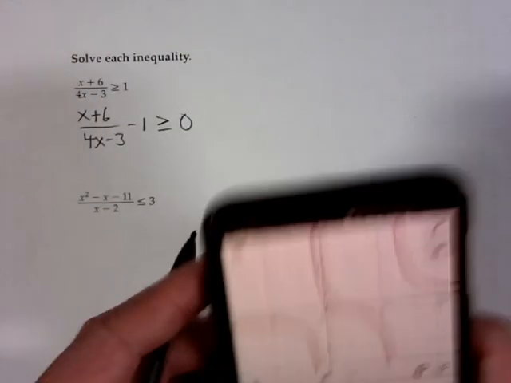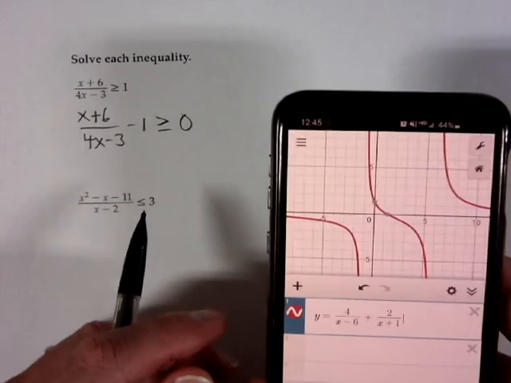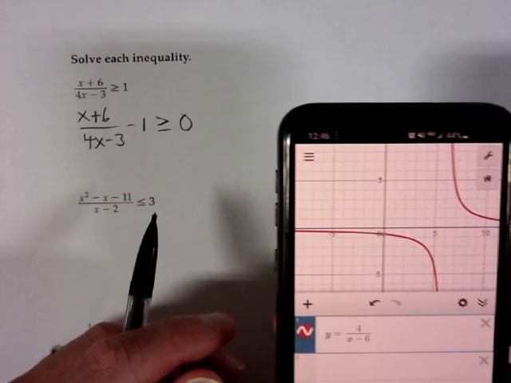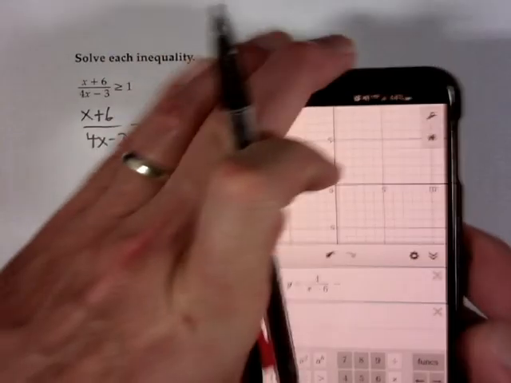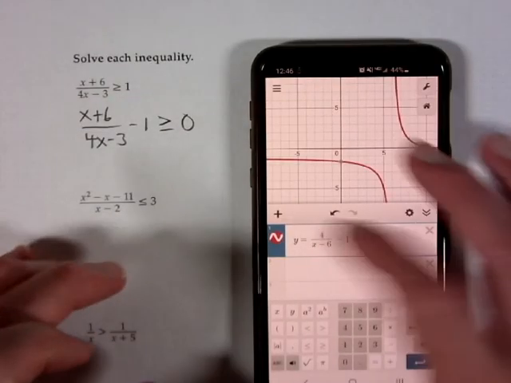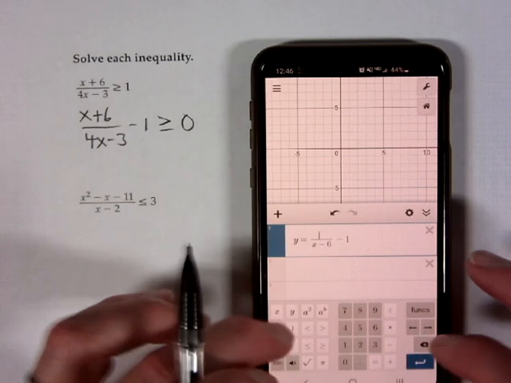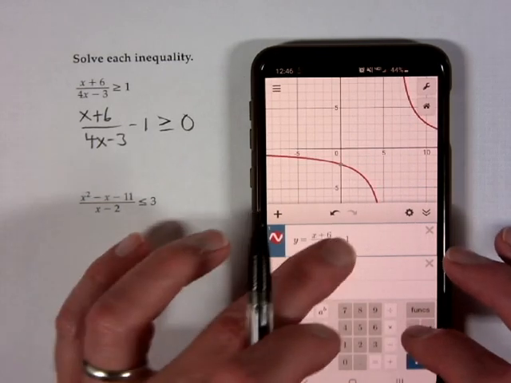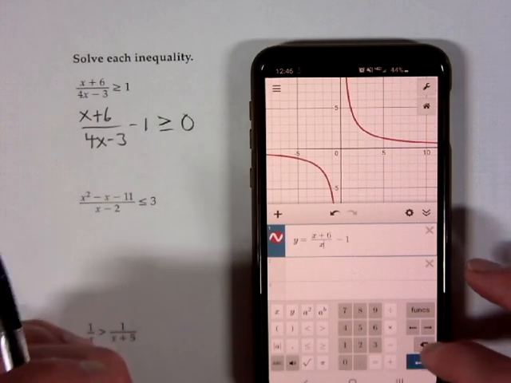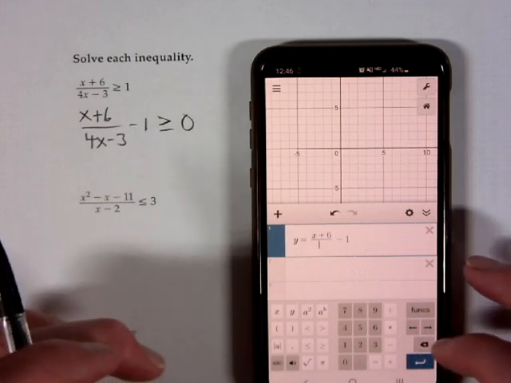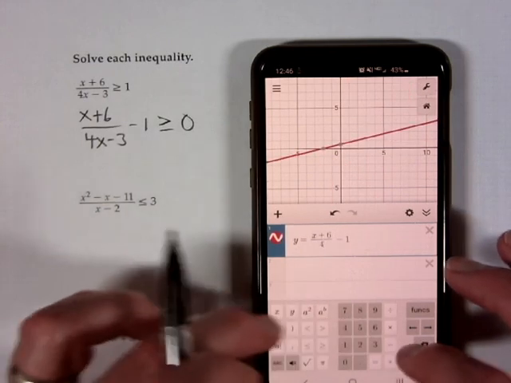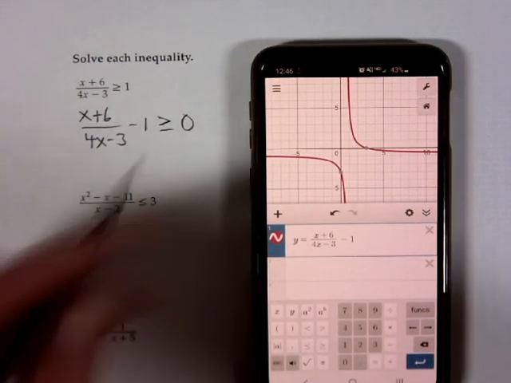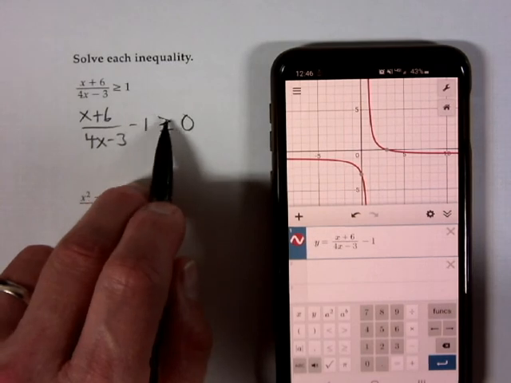So let's go in here and take that one off. I can go ahead and make that minus 1 there. Let me set that down so you can see. On the top here, I want to go with x plus 6, and on the bottom here, I want to go with 4x minus 3. And so now we can begin to look at where this thing is greater than or equal to 0.